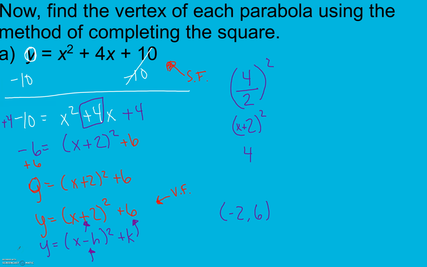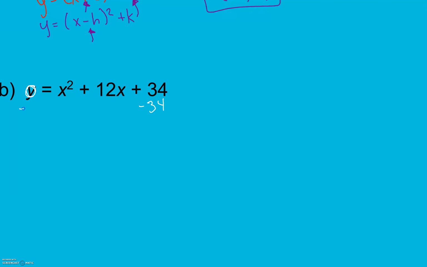Same idea here for b. First thing I'm going to do, and if you want to keep the y, you can, or you can put the 0 in, either way. Sometimes it's easier to look at if we don't have that y there as well. First thing I'm going to do then is get my equation set up so that I have x squared plus bx on one side and everything else on the other. So I moved that 34 to the other side.